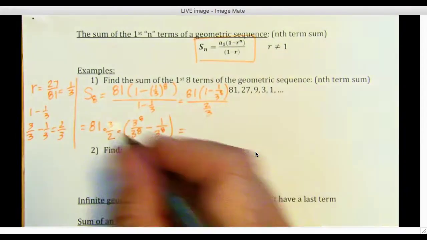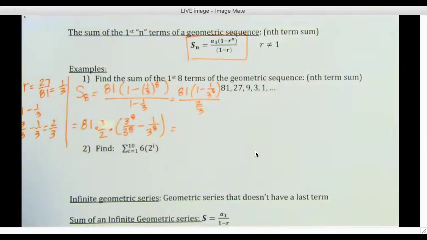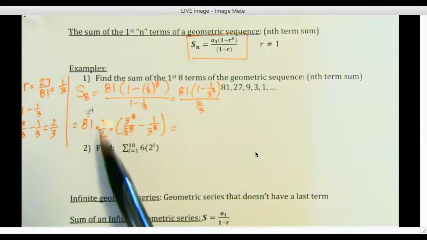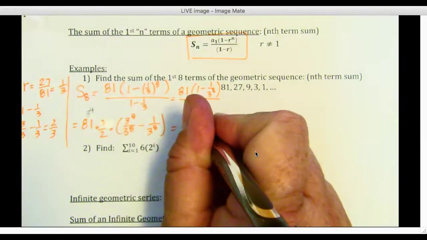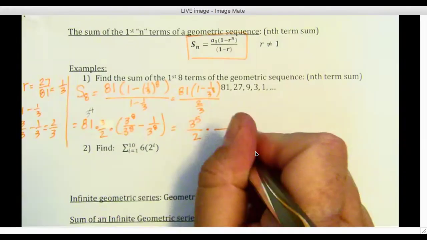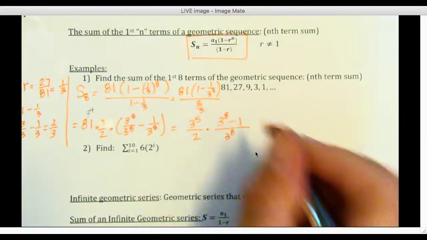And then 81 times 3 over 2, I don't want to write that as a higher number. 81 is 3 to the 4th power. Let me just write that really quickly here off to the side. 81 is 3 to the 4th power. So 3 to the 4th power times 3, that's going to become 3 to the 5th power over 2 times, and then I can write this as a single fraction now. That's 3 to the 8th power on bottom and 3 to the 8th power minus 1 on top.